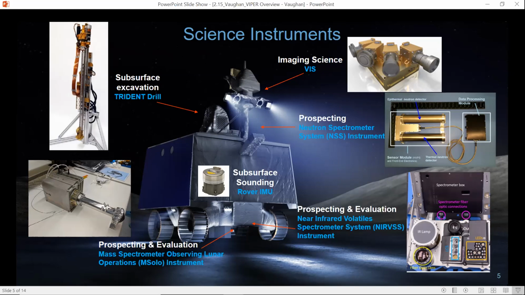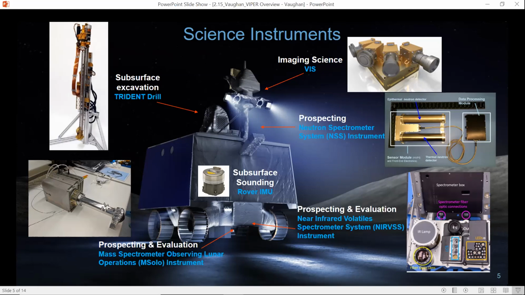And then of course, Trident drill, which is going on prime before Viper and a static lander, and then on Viper here, allows us subsurface access. It's up to 1 meter. And so as we prospect and collect data as we're driving with the neutron spectrometer, which is surface and subsurface, kind of bulk water content, and the spectrometer is looking at the surface, the near-infrared spectrometer, and M-Solo, which is detecting volatiles that are outgassing.